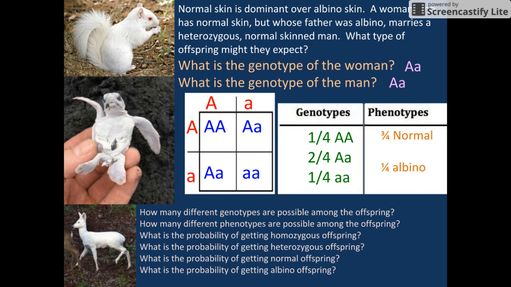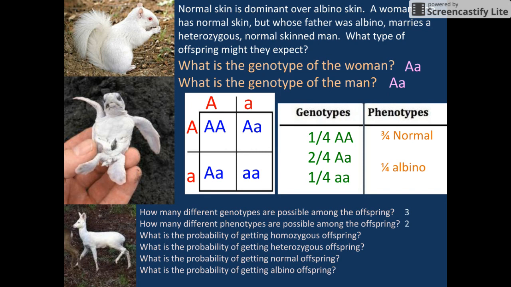So how many different genotypes are possible among the offspring? We look under the genotypes column and we have 3 different options: big A, big A, big A, little A, little A, little A. So there are 3 different genotypes. How many different phenotypes are there? There's only normal and albino. So there's only 2 different phenotypes.